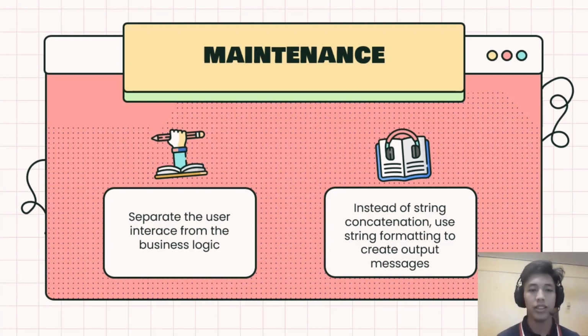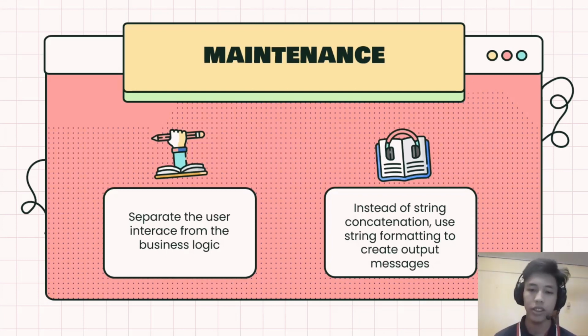The fourth one is to separate the user interface from the business logic. We can divide the code for the user interface and the business logic into discrete modules or functions rather than combining them. As a result, the code may be easier to test and maintain.